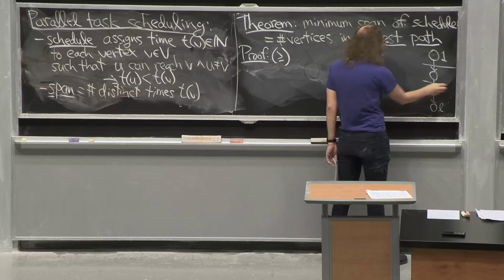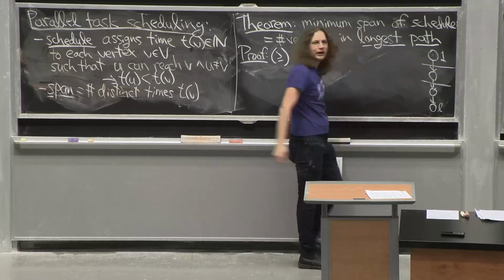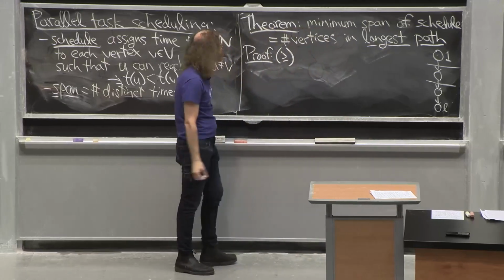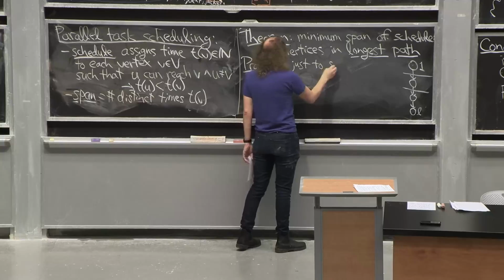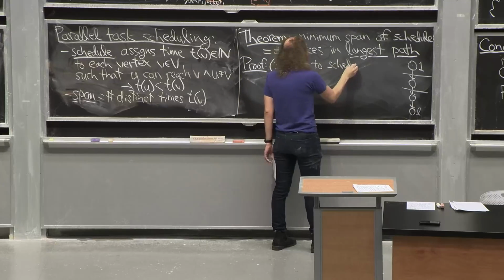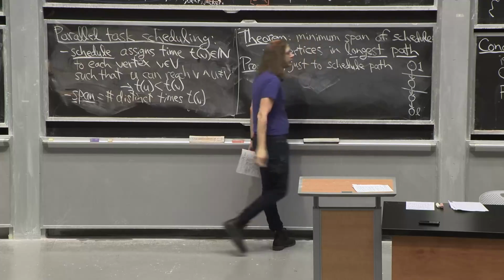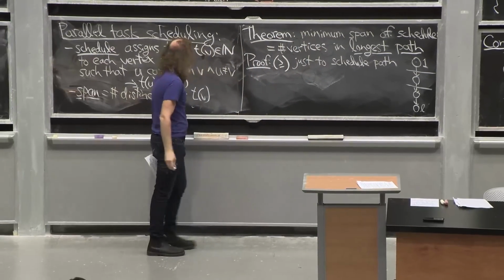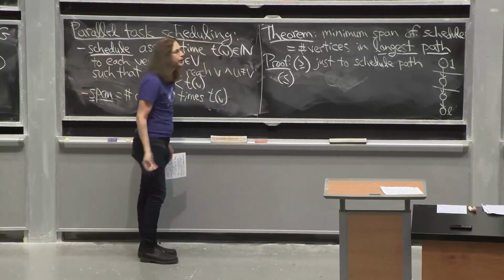In the second round, the only thing I can do is the second one. Like to execute this path clearly requires at least L time steps. Right? So this is just to schedule the longest path. You certainly need the number of vertices of that path. OK, that's a bit hand-wavy, but pretty intuitive. The interesting part is the other direction.